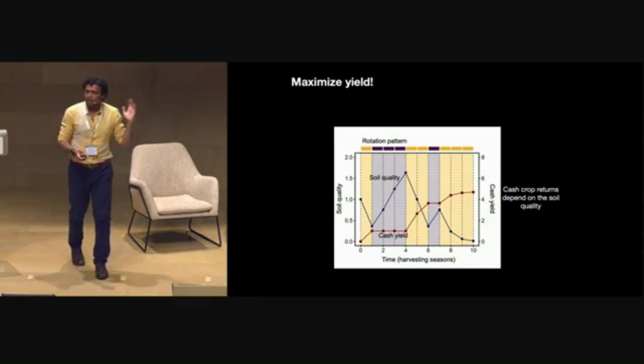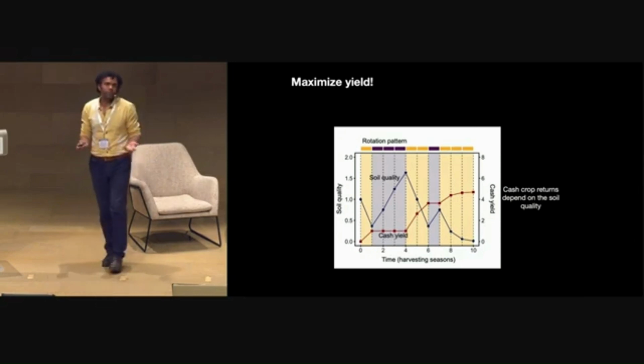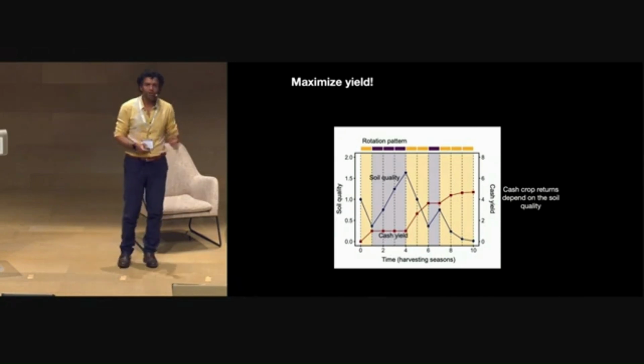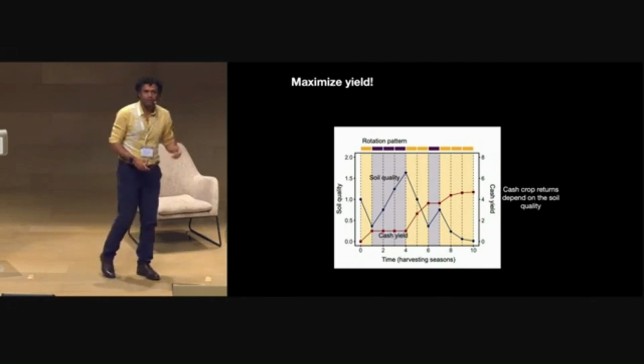Maybe you don't make any profit in this case when you plant a cover crop, but you get the profit when you have the cash crop. Extremely simple model, and on top what you see is a rotation pattern, right? That's the rotation pattern we would like to calculate in the end.